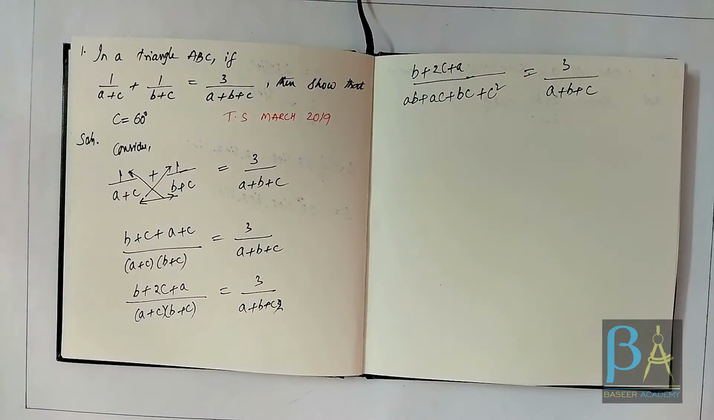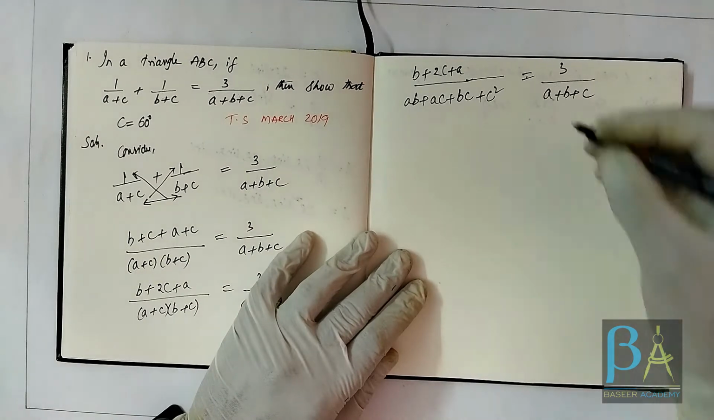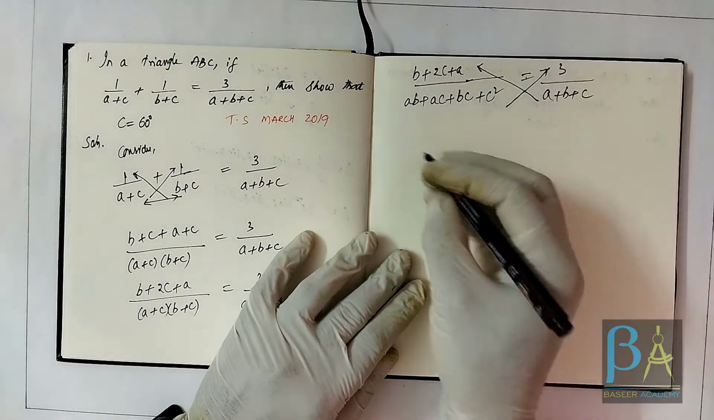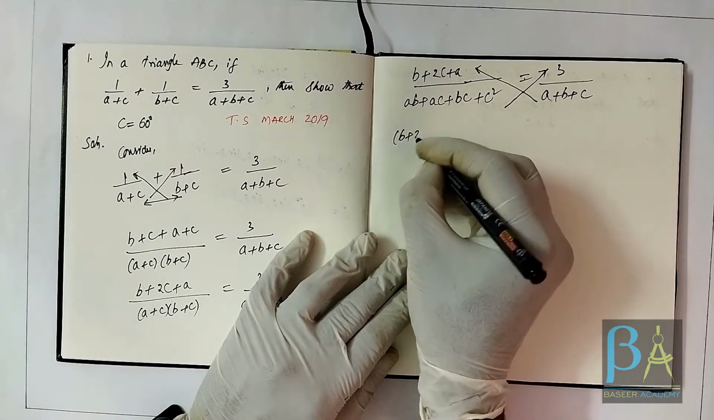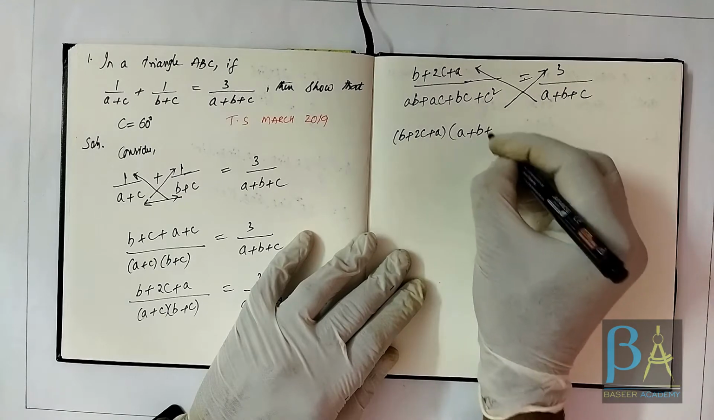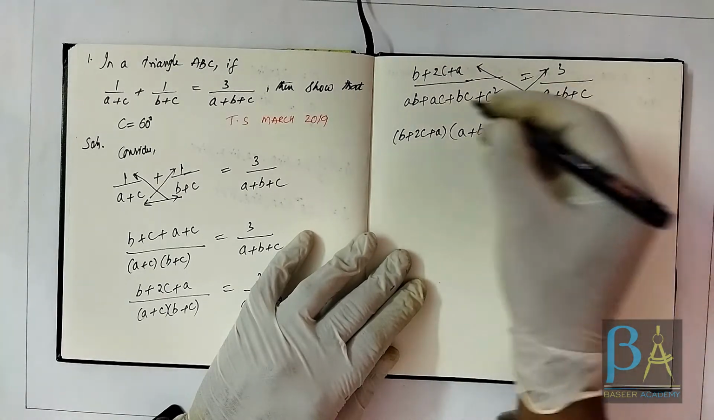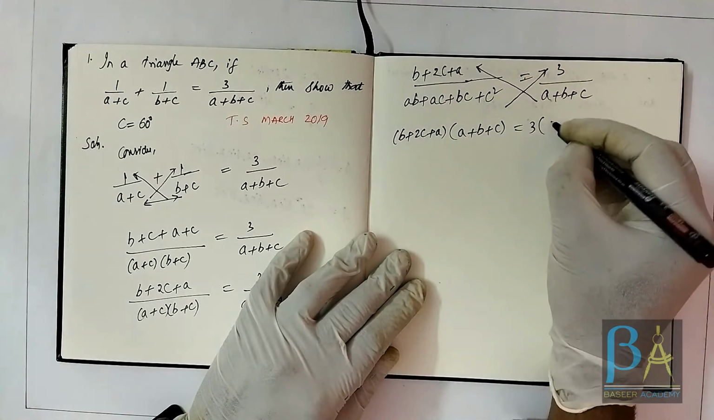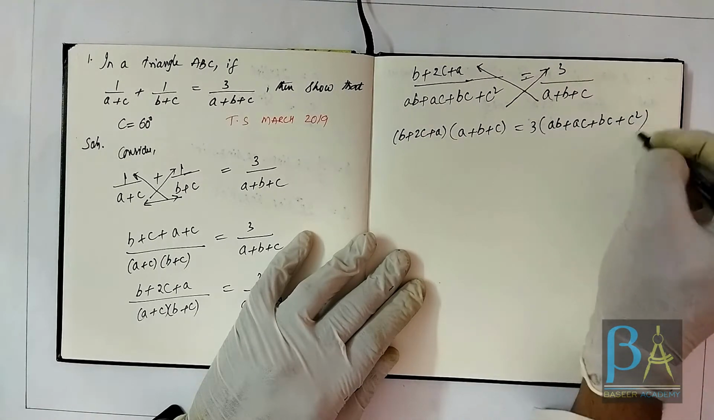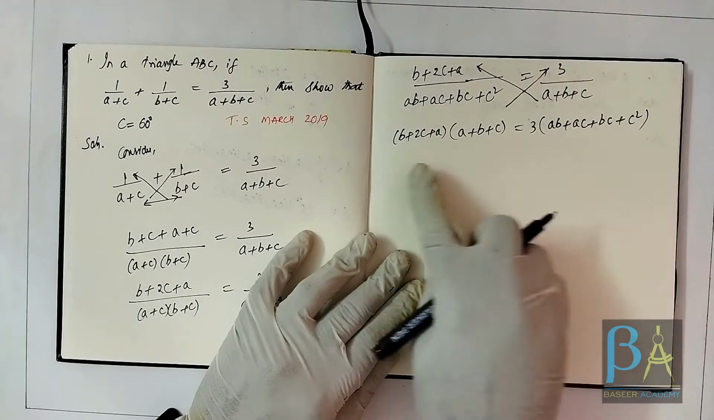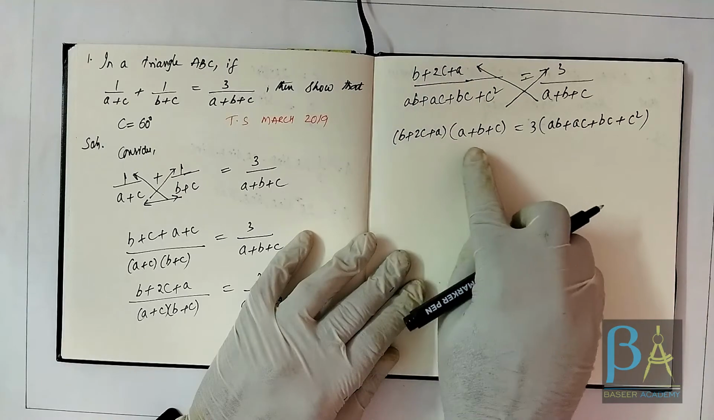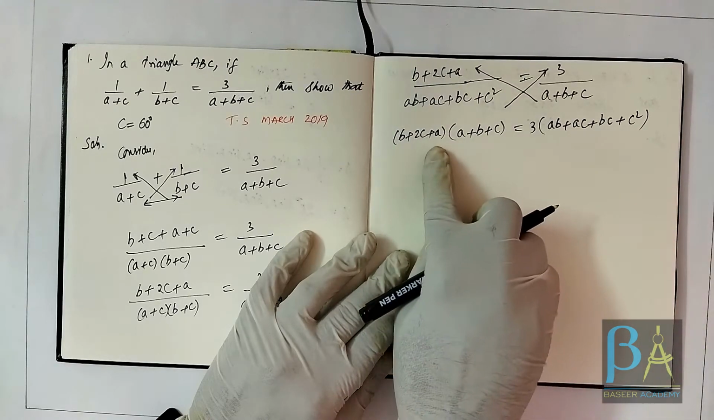Now let us cross multiply them once again. This thing multiplies here, and this thing multiplies here. So B plus 2C plus A into A plus B plus C is going to be 3 times AB plus AC plus BC plus C square. I'm going to multiply this entire thing with B first, then with 2C, and then with A.